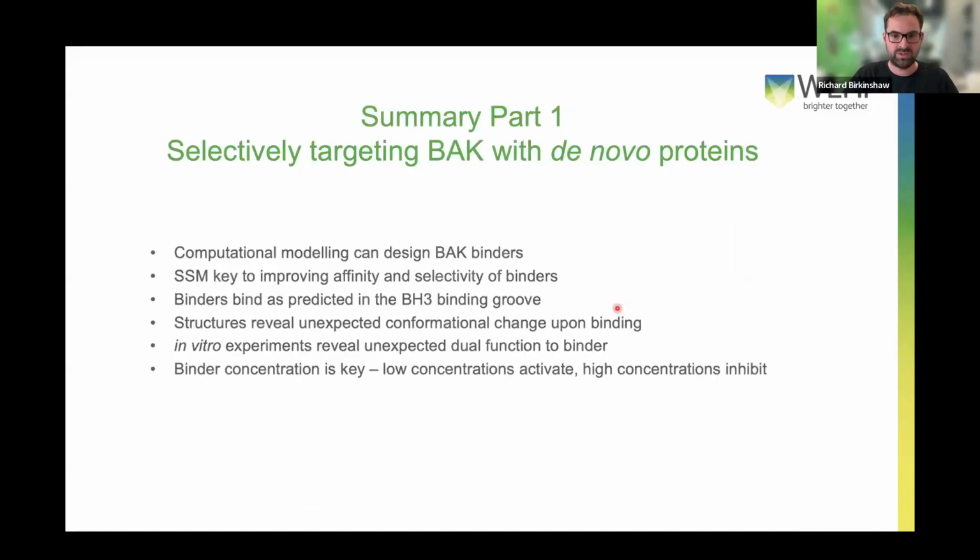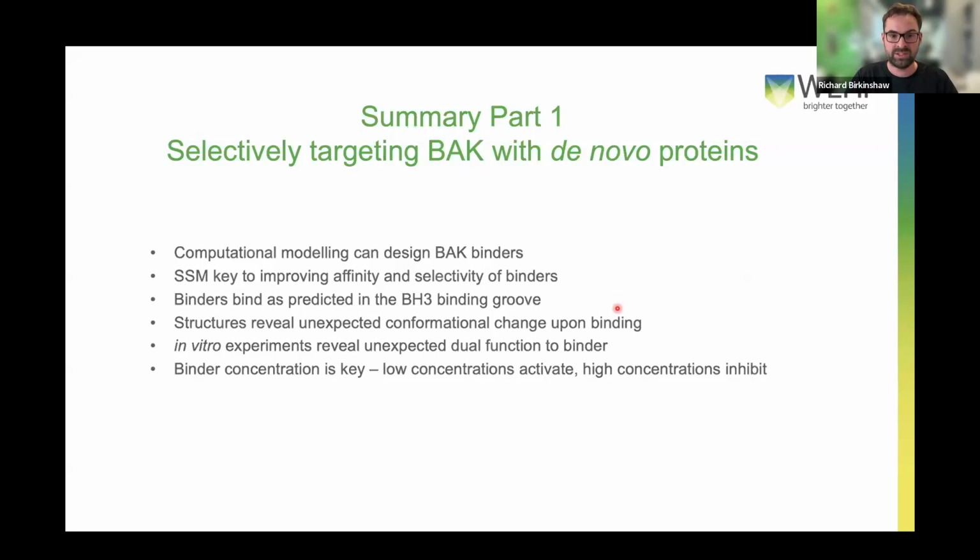So that is where I want to leave the end of this first part of the story. I've talked you through how we can use older style machine learning methods to computationally design BAC binders. The key in this process was to use site saturation mutagenesis or deep mutational scans to improve both the affinity and the selectivity of this anti-BAC binder for the BAC target.